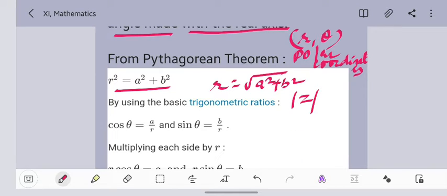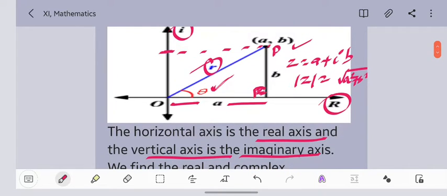Now by using trigonometric ratios, cos theta and sin theta: cos theta is adjacent side upon hypotenuse. By looking at the figure, if theta is lying here, what is cos theta? Cos theta becomes the base a, which is the adjacent side, upon hypotenuse, which is r, right? So what is the value of a here? a becomes r cos theta, right?